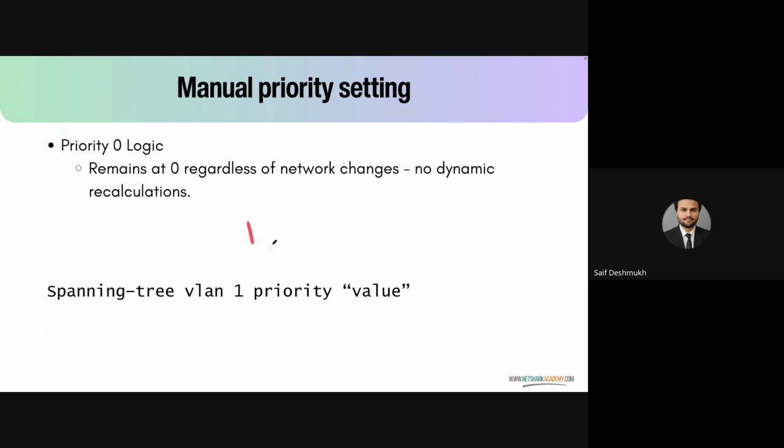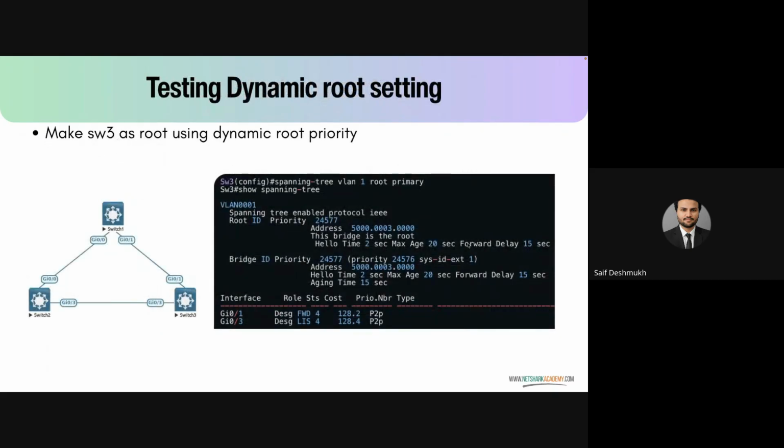But you can't set like 1, 2, 3. You can set either 0 or increments of 4096. That's why the default value is a seemingly random number, something like 32,000. Spanning tree VLAN 1 priority, if you set 0, this is going to be 0 plus 1. For VLAN 1, the priority of this switch is going to be 1.